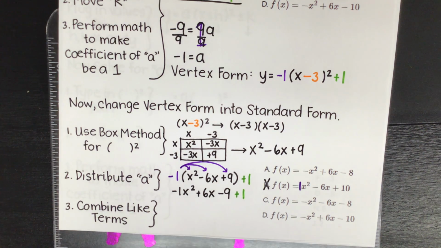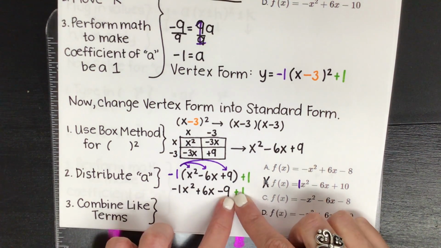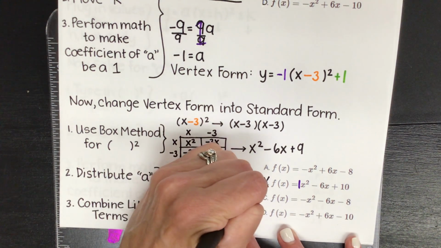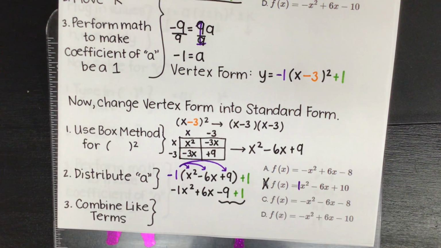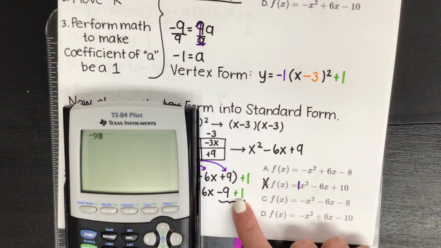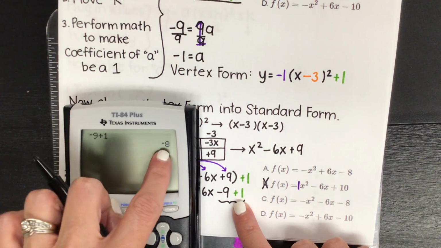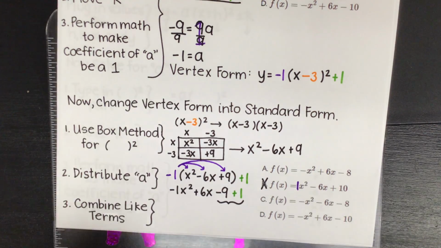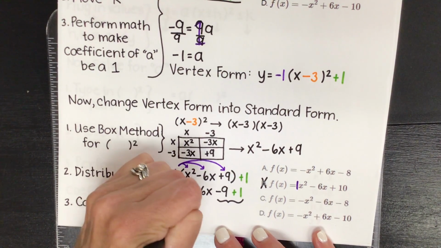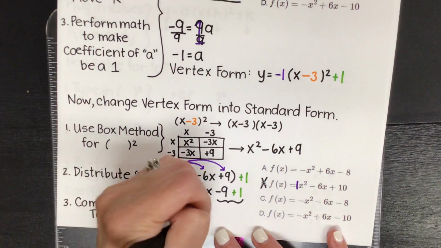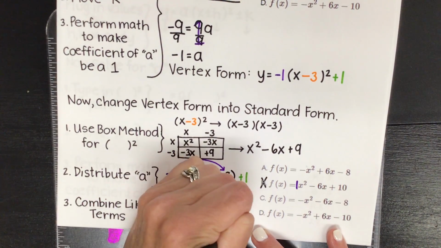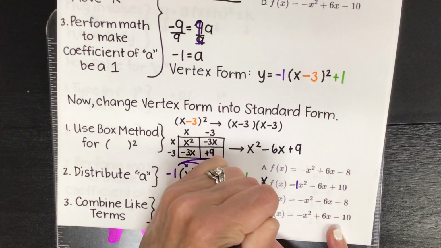What we have to combine is the two constants. I'm going to use my calculator and check my mental math. I'm combining a negative 9 with a positive 1, and that's going to give me a total of negative 8. So when I combine like terms, I'm going to get an equation, f of x, because I'm using that instead of y. It's going to be equal to negative 1x squared plus 6x minus 8.